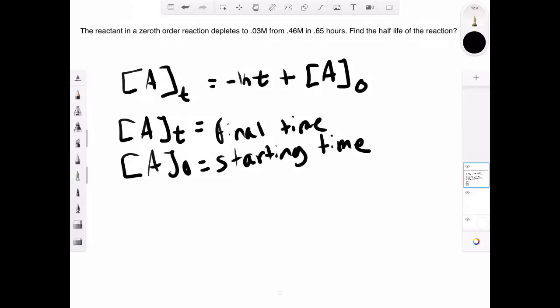So basically what we're going to do is plug those values in first. But actually, first what we need to do is change 6.5 hours into seconds.